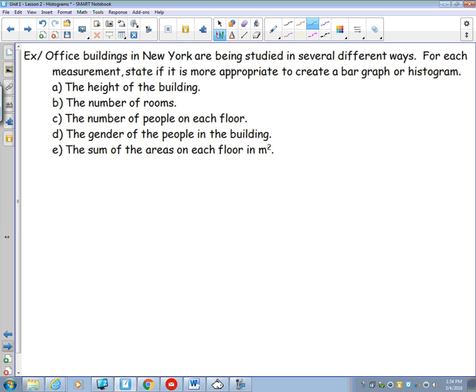In this first example, we want to take a look at which one you would use. Would it be more appropriate to create a bar graph or a histogram? Remember, histograms go with continuous data. So if I'm looking at the height of a building, something I'm measuring in meters, feet, or centimeters, it means it's continuous data. That means it's a histogram.